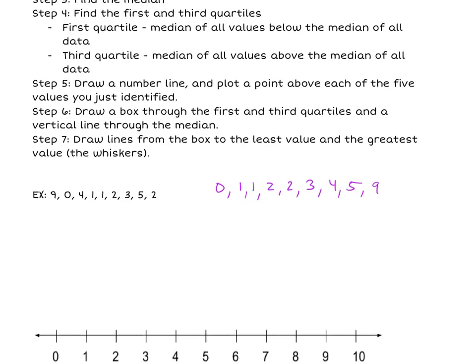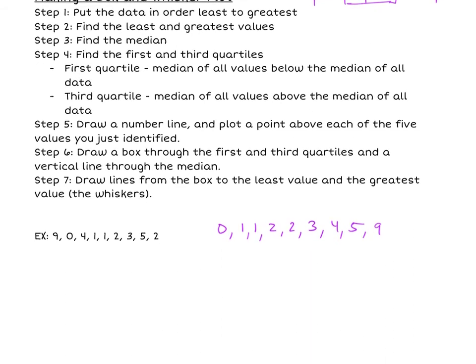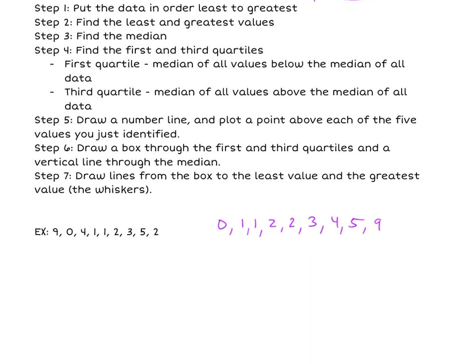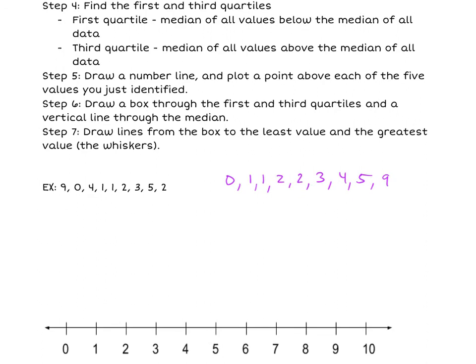Put them in order. Second step: find the least or the smallest and find the greatest or the biggest value. So we're going to make a little list here. Our least. What's our smallest number? 0. Our least is 0. Our greatest.